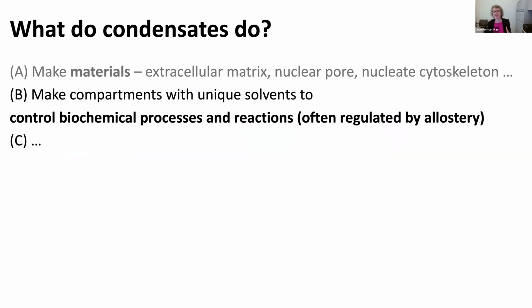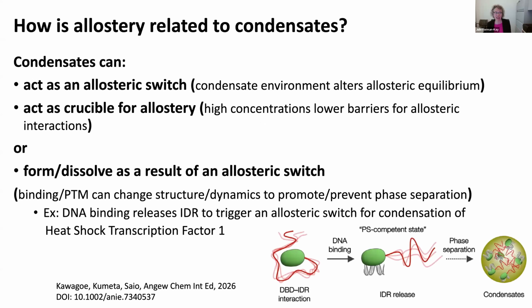So what do condensates do? Many things. They make materials, extracellular matrix, the nuclear pore, they nucleate cytoskeleton. But of most interest to me is they make compartments with unique solvents that control biochemical reactions. And today's webinar is about allostery. We all understand that enzymatic reactions are often regulated by allostery. So how is allostery related to condensates?